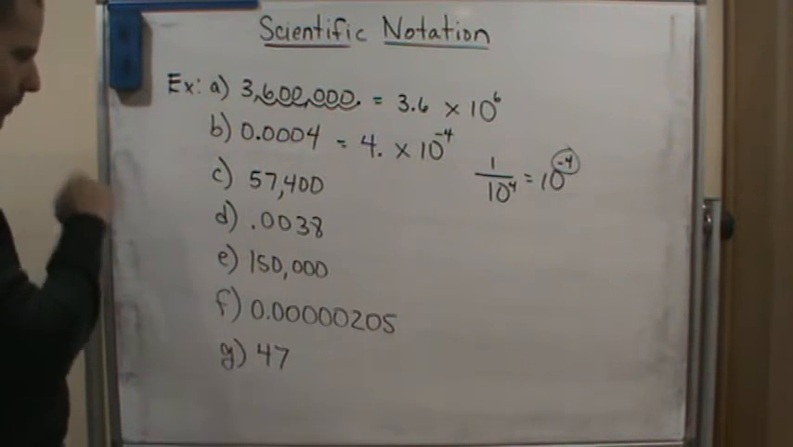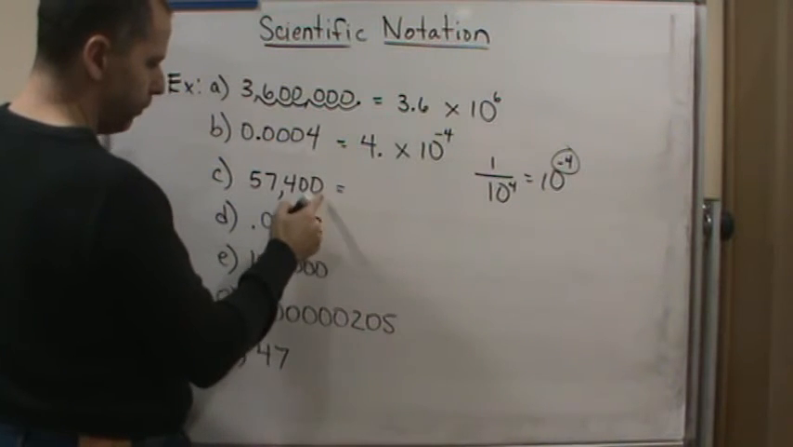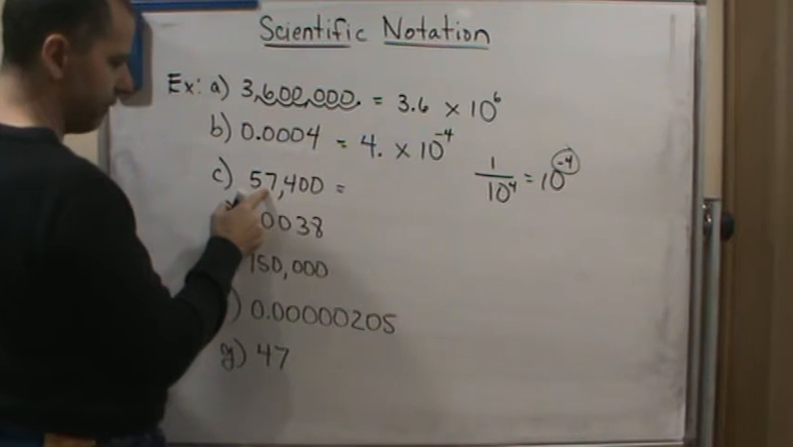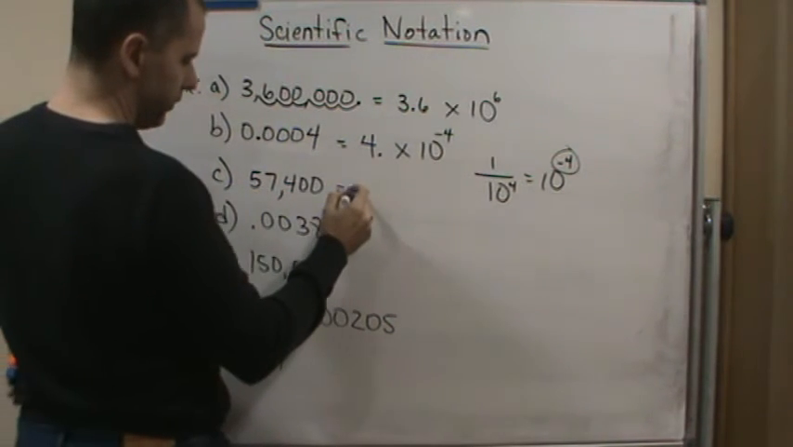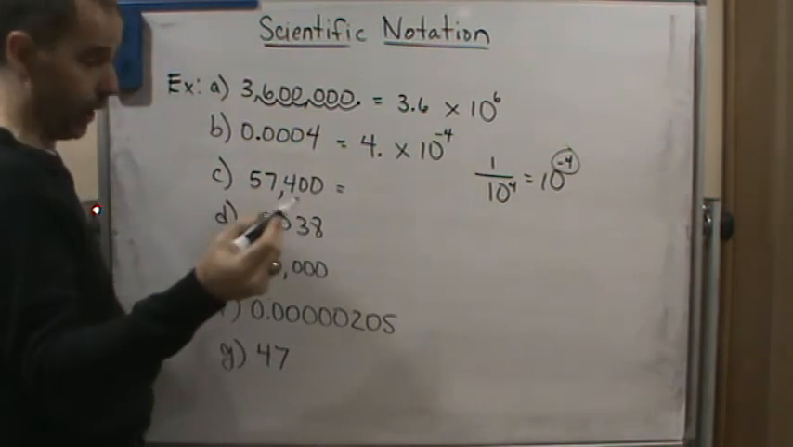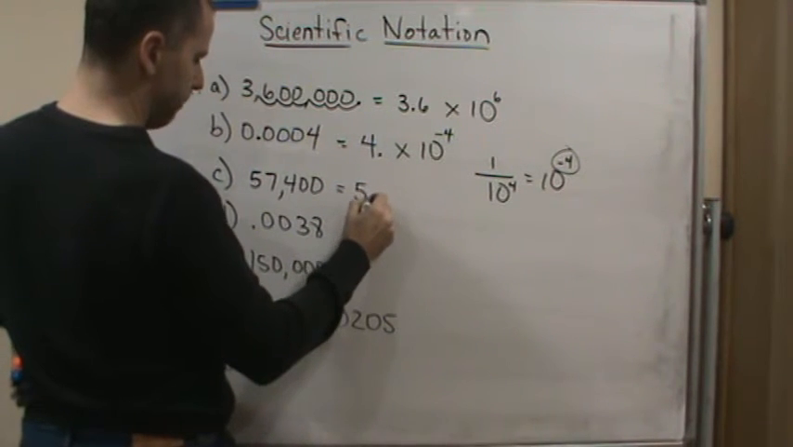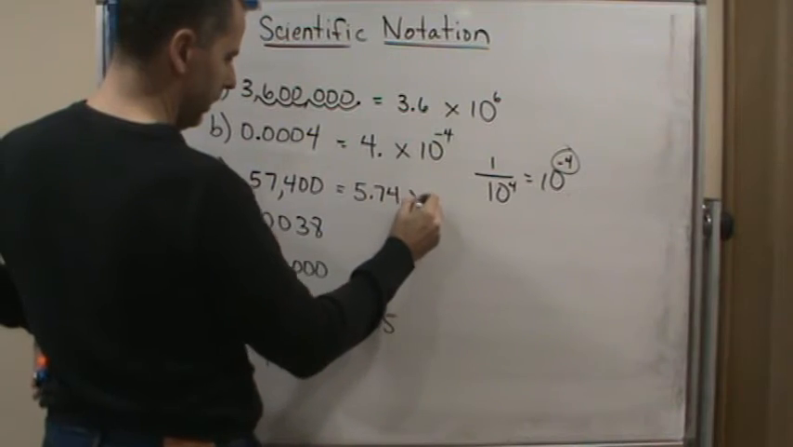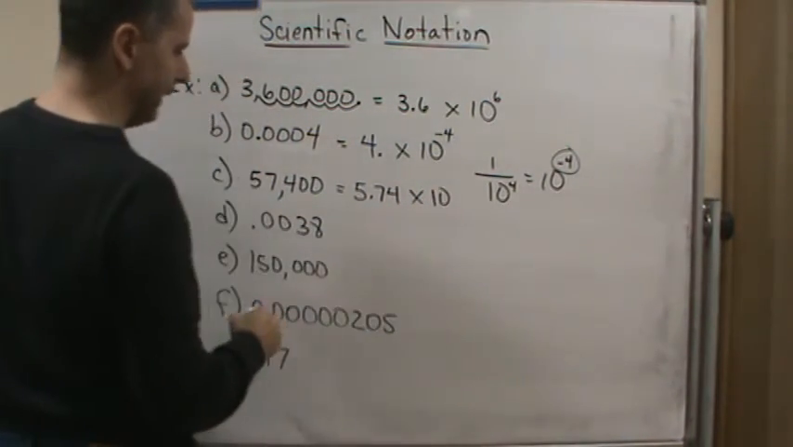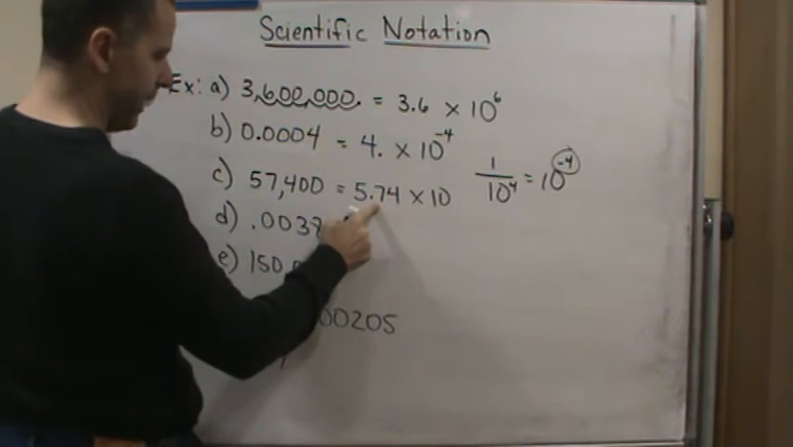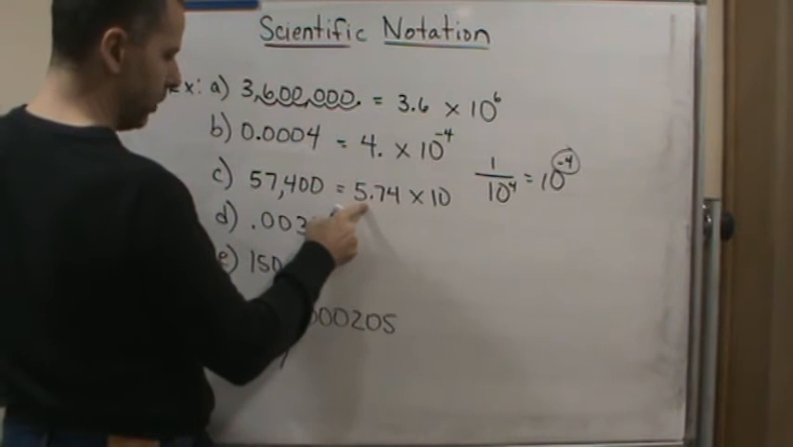Okay, now, what about this one? Again, I want to move the decimal point over till I have a number between 1 and 10. It has to be at least 1 and less than 10. So I'm going to say 5.74. Okay, now, what power of 10 do I need to get back to where I started? So here I am, I need to get back to this. So what power of 10 do I need to multiply by?